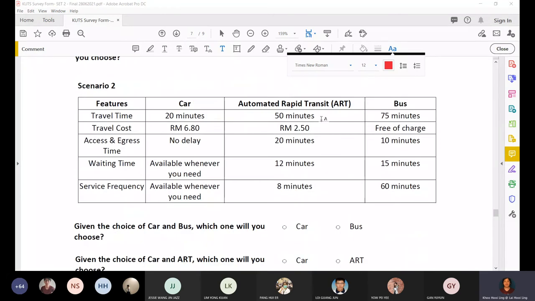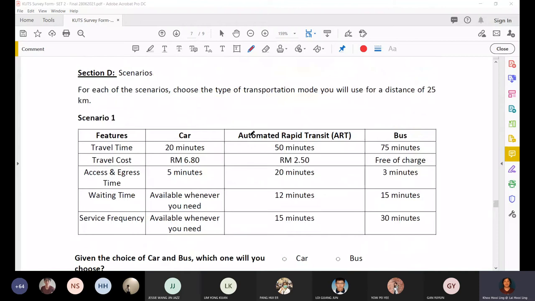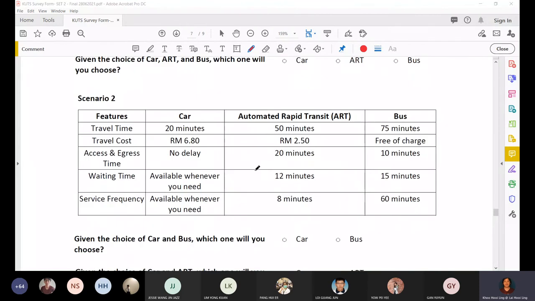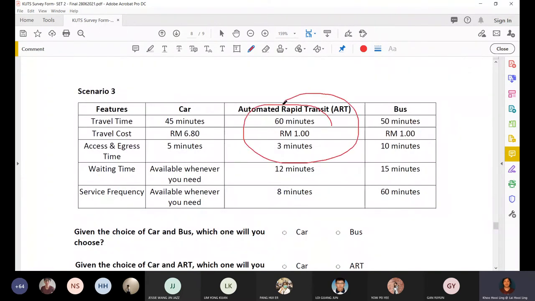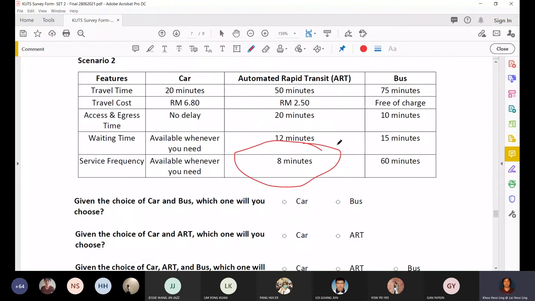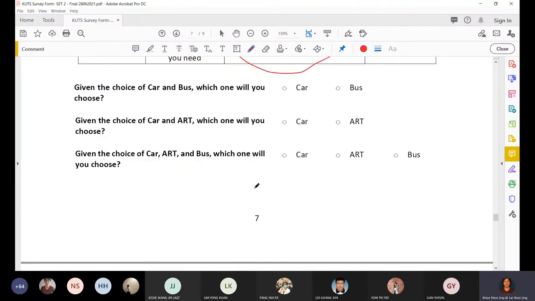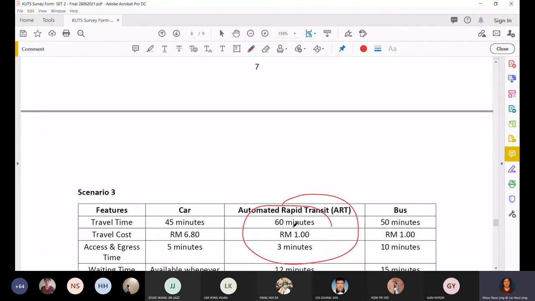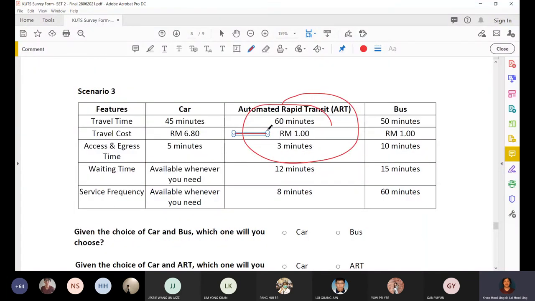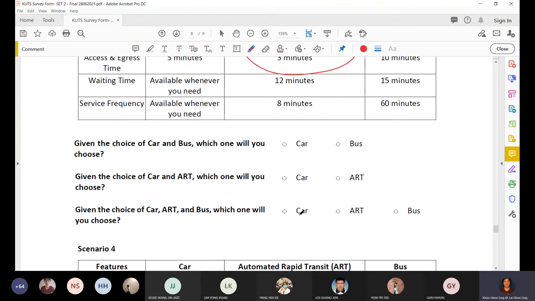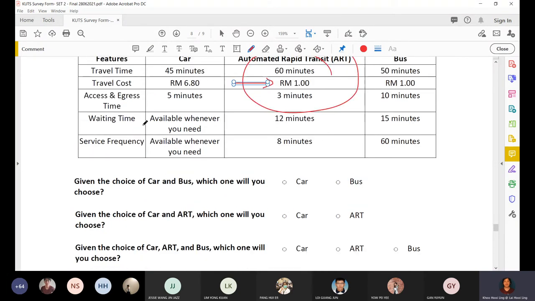For example, in this example, this is one of the sets. Another choice is that I may change the service frequency to become 8 minutes. Another choice is that I can change this. Can you see the travel time becomes 60? Here is 50, now it becomes 60. Previously it was 2 ringgit 50 cent travel cost. What if the travel cost now becomes 1 ringgit? Will you choose ART or will you choose the car? So this is the stated preference.